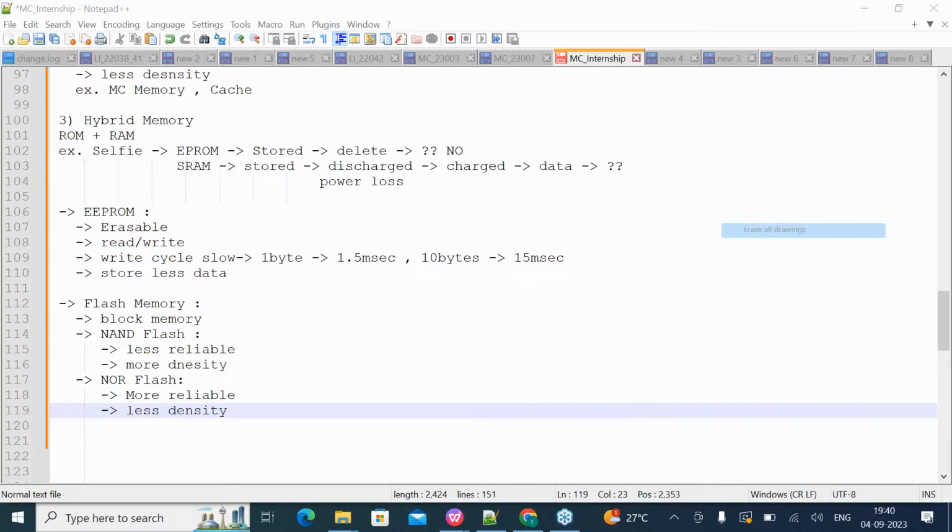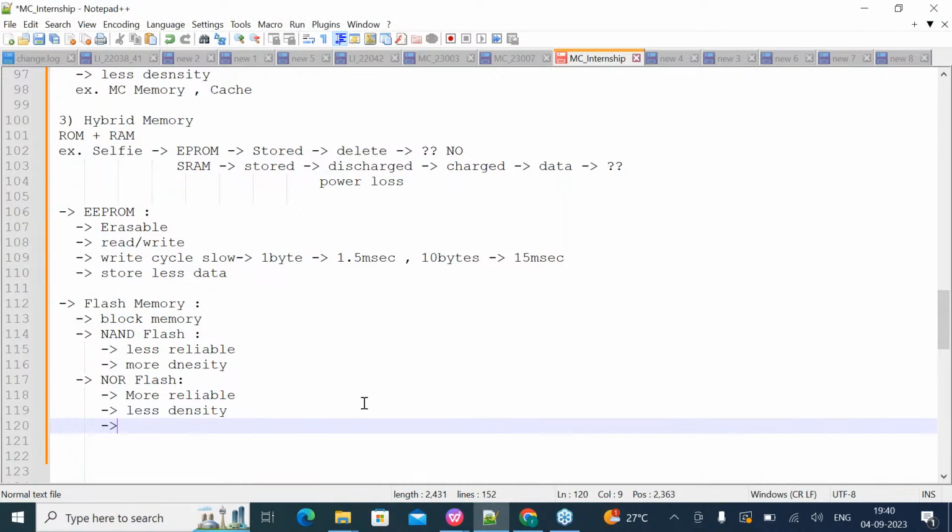Fine. Okay. Another important thing here is that this NOR flash supports the XIP operation. XIP means execute in place. Okay, don't confuse these NAND and NOR flash memories with the logic gates. They are not the same, it's different. So this NOR flash memory supports the XIP operation. What do you mean by XIP? XIP stands for execute in place.